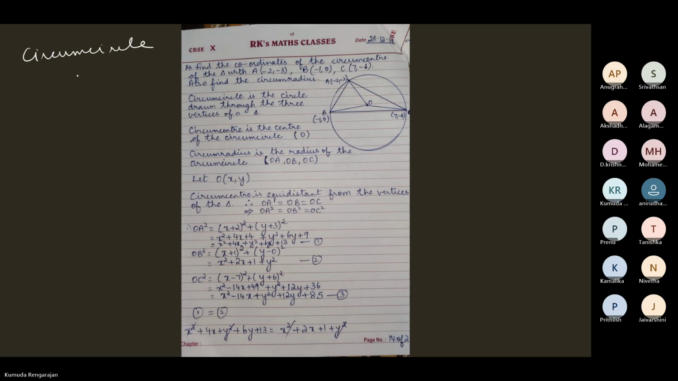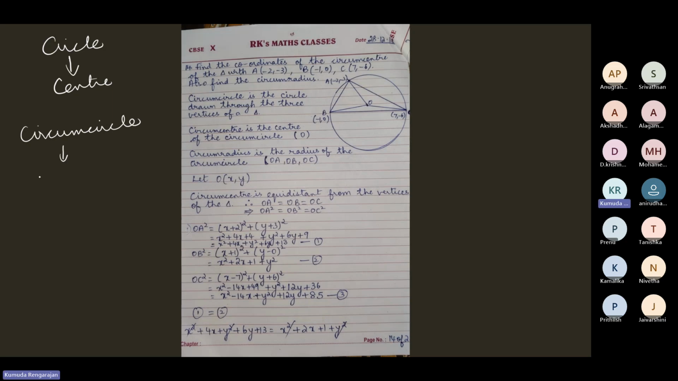Circumcircle. Okay, let me start from here. Circle, center. Circumcircle. Circumcenter. Incircle. Incenter. So circumcenter is the center of the circumcircle.